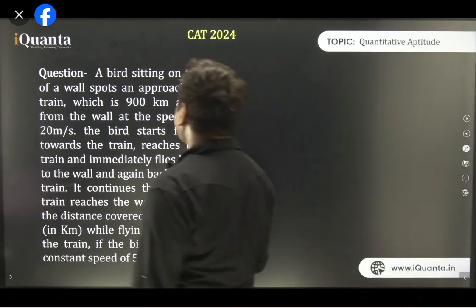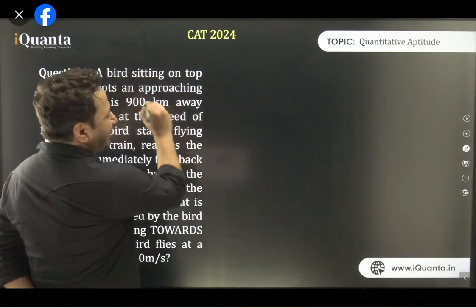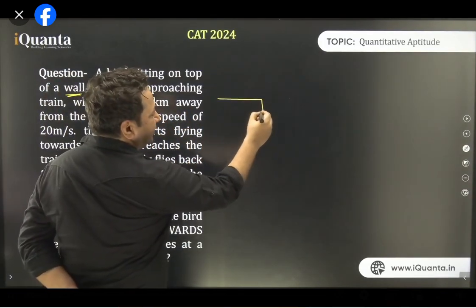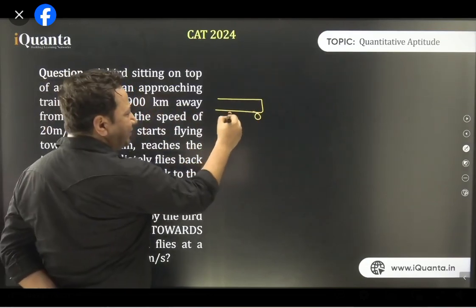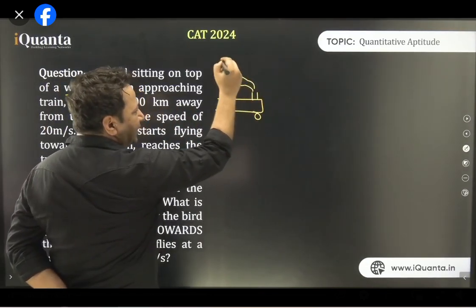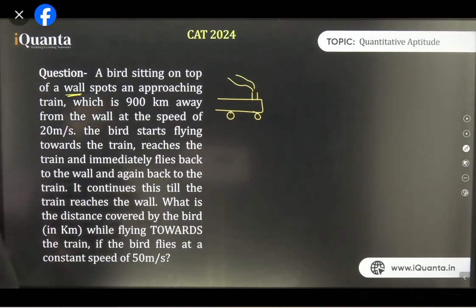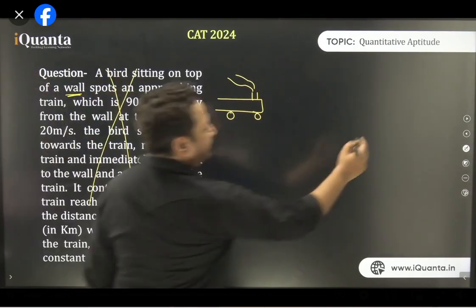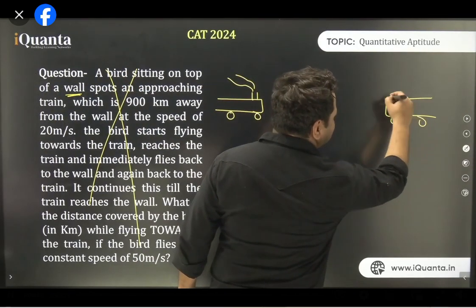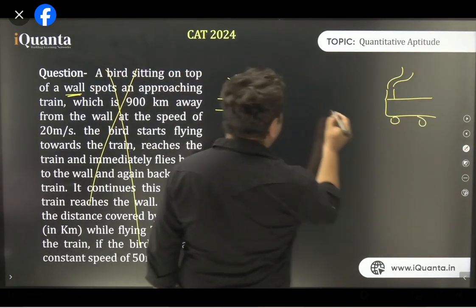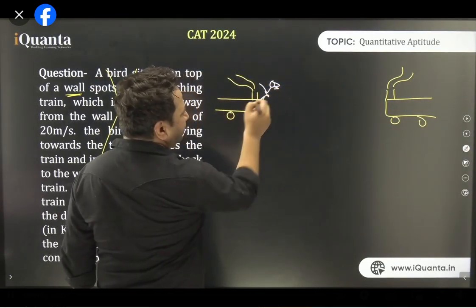See, if in the same question there's no wall but a train, so I am reframing the question which I misread. Okay, I'm going to tell you that. Now I'm giving you a different question altogether. There are two trains like this, so I'm replacing the wall with the train, and there is a bird sitting over here. There's a bird sitting over here.